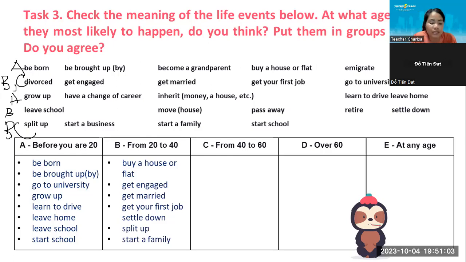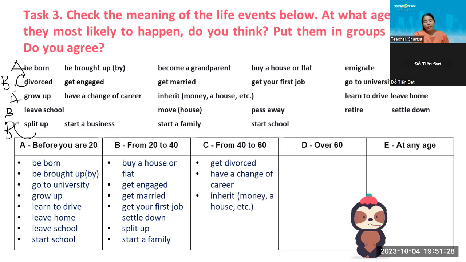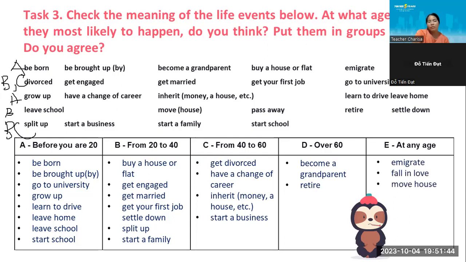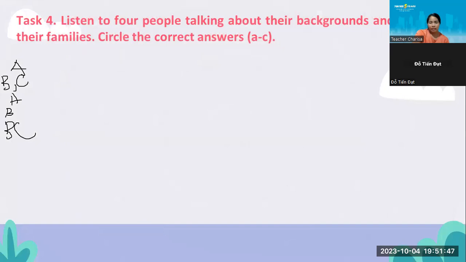How about from 40 to 60? Become a grandparent. Yes. What else? Start a business, right? Get divorced, have a change of career, then inherit money and house. So over 60, become a grandparent, retire, and then at any age we have immigrate, fall in love, move house, pass away.